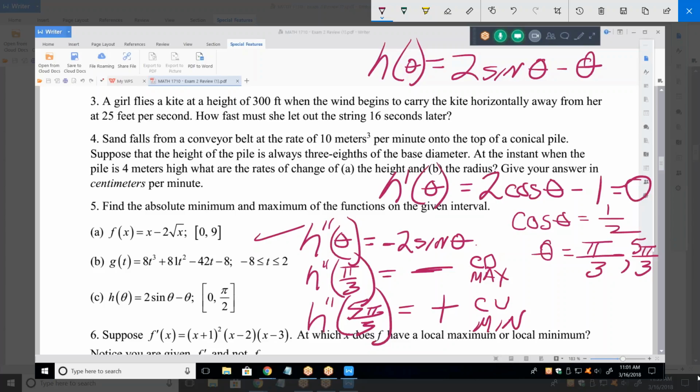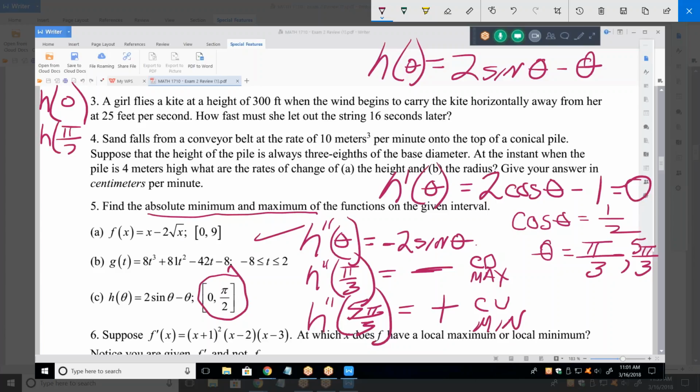Now, we still need to do the other tests. In other words, what's the next thing I need to do to figure out absolute minimums and maximums on that whole interval? You need to do h of 0. Okay, so we need h of 0. What else do we need? And then h of pi over 2.